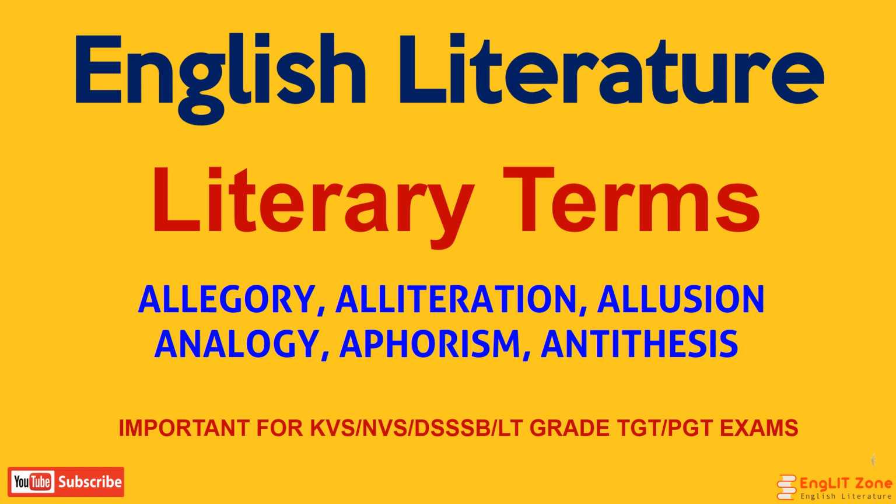So here what we are going to discuss are the literary terms allegory, alliteration, allusion, analogy, aphorism, and antithesis. In this video you will get to know what is allegory, alliteration, allusion, analogy, aphorism, and antithesis. And please watch this video till the end. You will get important information, what exactly literary terms are and how they are used, and what kind of examples related to this you will get in this particular video. So let's begin the video related to literary terms.